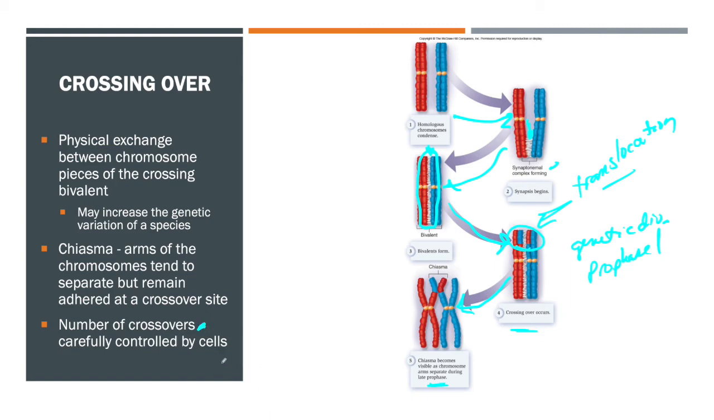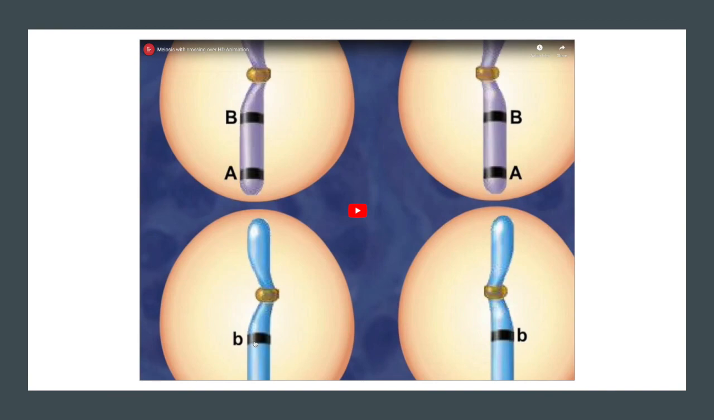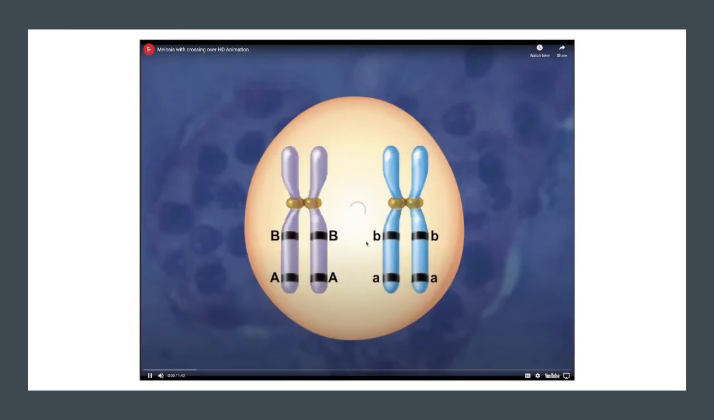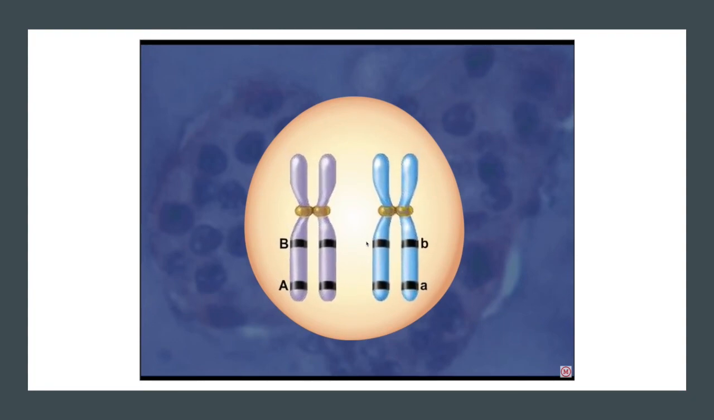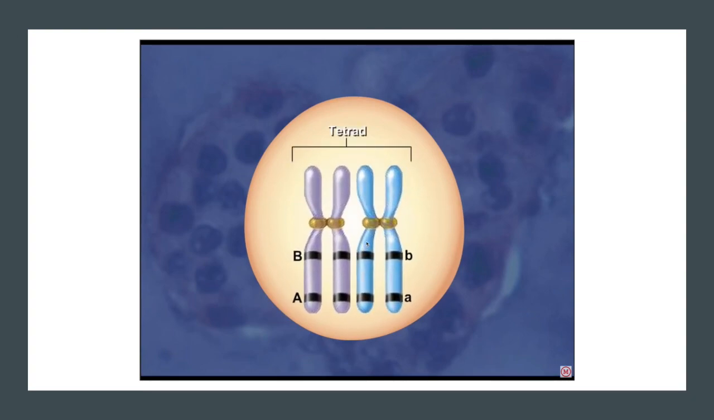How many crossovers actually occur in gamete formation is usually controlled by the cells themselves. So that's an important part of crossing over regulation. Crossing over during meiosis allows recombination of genes between homologous chromosomes. This alters the linkage between genes on the same chromosome. Crossing over occurs frequently during prophase 1 of meiosis, when homologous chromosomes associate with each other in a structure called a tetrad.